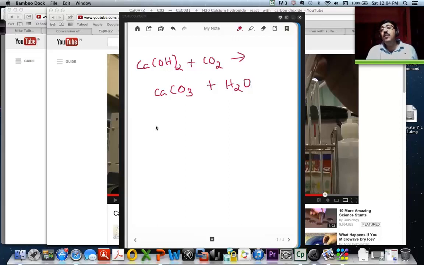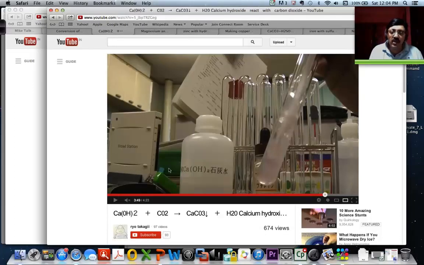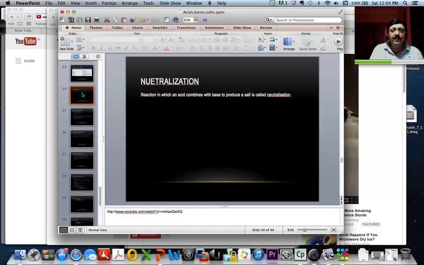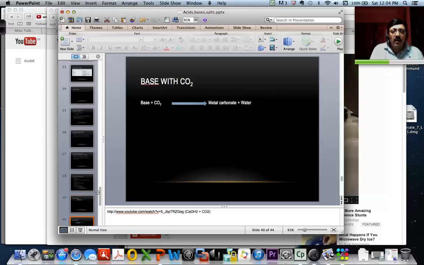So one is about the hydroxides. When it's heated, it actually produces a corresponding oxide and water, and when the hydroxide reacts with carbon dioxide, it produces the carbonate and water, right? So these are the two key reactions that show the reactive properties of hydroxides. Right, now let us go back to the presentation. Oops, where are we? So I think we have seen both of these, right?